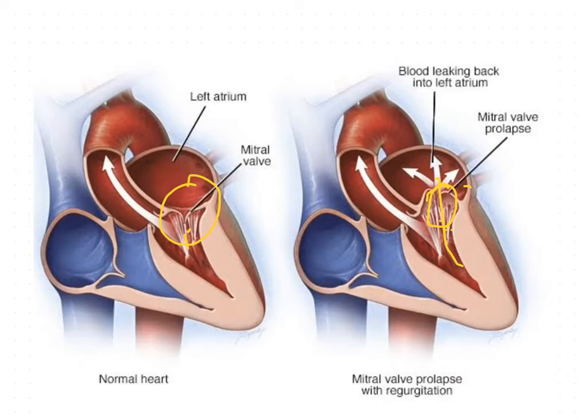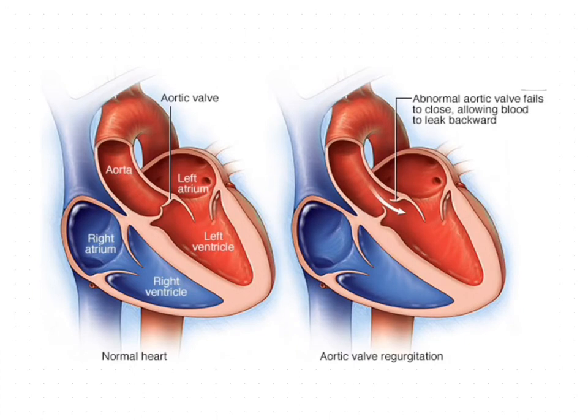Competence means, as I have already told, being capable of performing the normal function effectively. Here the valve is not capable of functioning normally, so this is known as incompetence. Here you can see the valve is maintained at this level. But in mitral valve regurgitation, the valve is going back into the atrial cavity. That is called regurgitation. Such a condition is known as mitral incompetence or mitral regurgitation. This is the condition where the mitral valve is incompetent. And the other condition is aortic incompetence or aortic regurgitation.